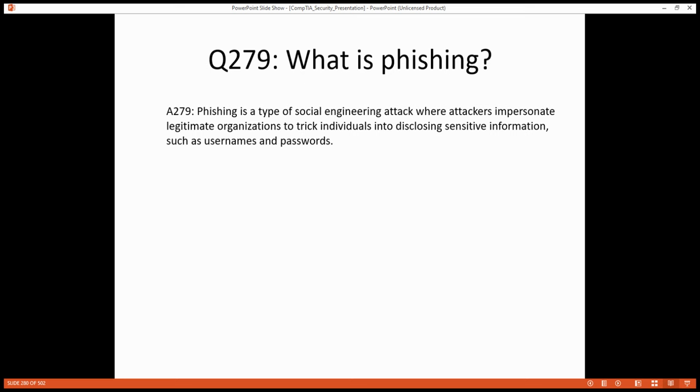Q279. What is phishing? A279. Phishing is a type of social engineering attack where attackers impersonate legitimate organizations to trick individuals into disclosing sensitive information, such as usernames and passwords.